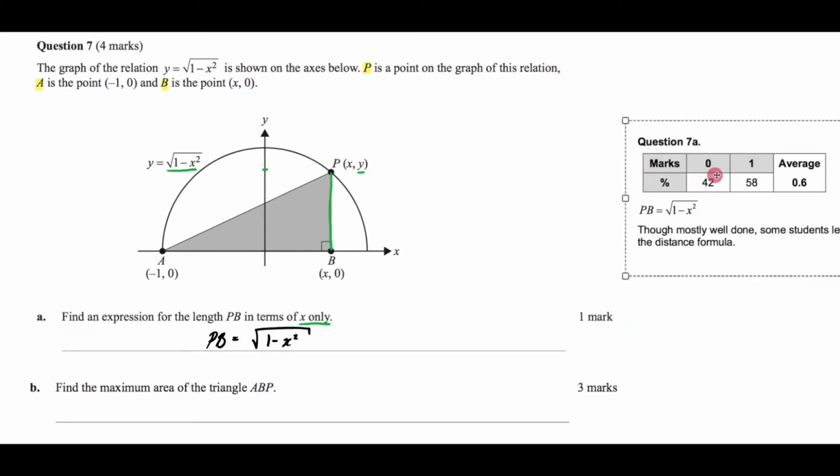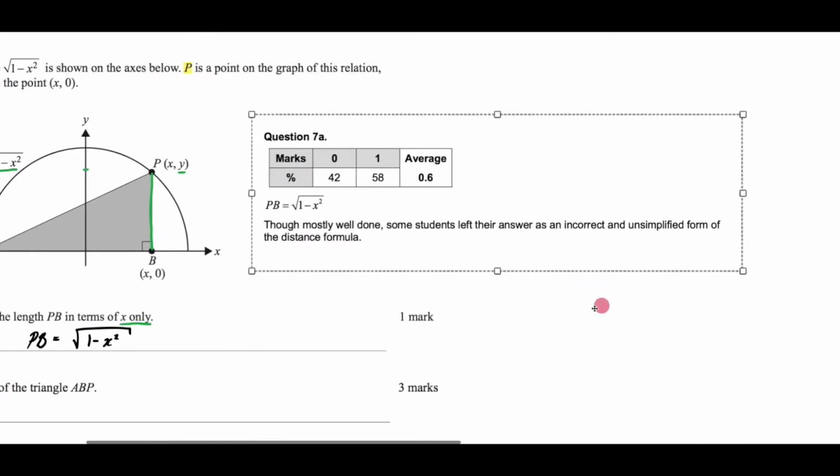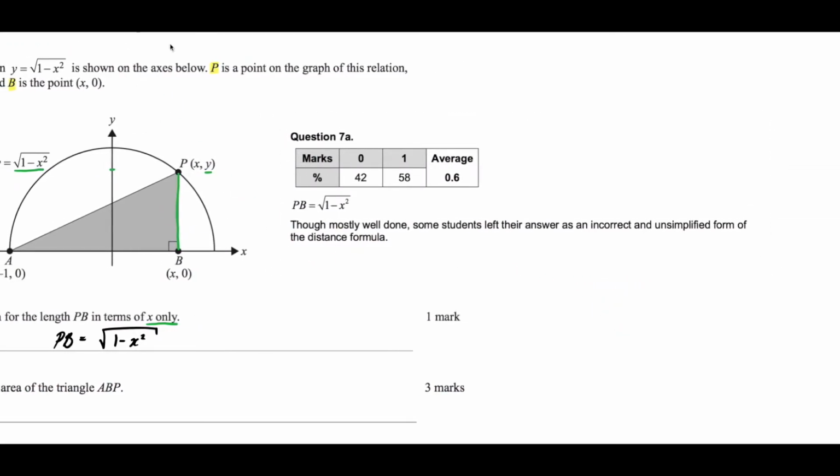Let's look at the examiner's report here and see how the state fared with this question. As you can see, 58% of the state got the 1 mark here, and here is our answer. What they've said is, though mostly well done, some students left their answer as an incorrect and unsimplified form of the distance formula. I don't think it's at all necessary to use the distance formula. Just don't overthink it. When you're doing these types of questions, don't just jump in, getting the distance formula and making it more complicated than it needs to be. Read the question slowly, really analyze what you're doing, and you're going to be fine.